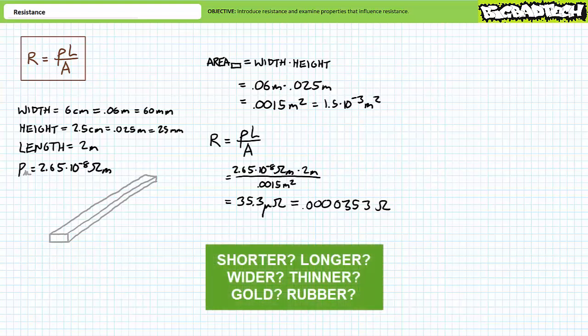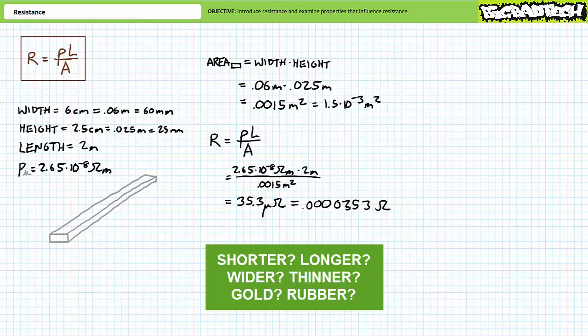Consider the following scenarios and think about how these modifications would affect the resistance of this bus bar. No calculations needed. Just think about it. Consider each scenario independently and simply determine whether you would expect resistance to increase, decrease, or remain the same. What if the bus bar was shorter? What if the bus bar was longer? What if the bus bar was wider? What if it was thinner?